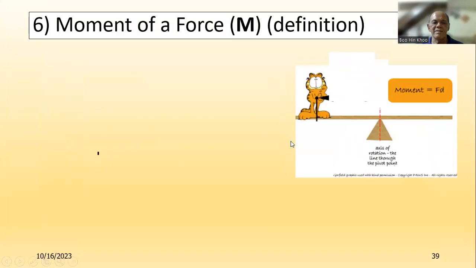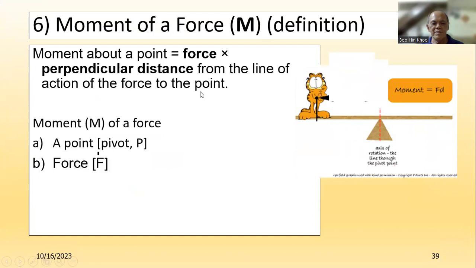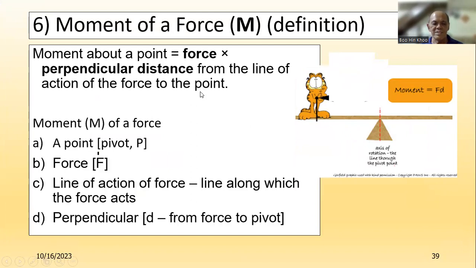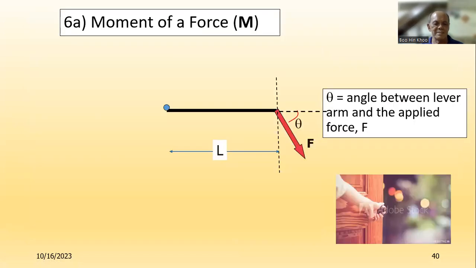Then we define moment of a force: force times perpendicular distance from the line of action of the force to the point. So we must decide where is the pivot, where's the force, there's a line of action, and a perpendicular distance. That's your pivot. That's where you rotate, either going down or going up. There's your force, and then parallel to the force, the line is called the line of action of the force, and that is a perpendicular distance. So moment of force is force times perpendicular distance.